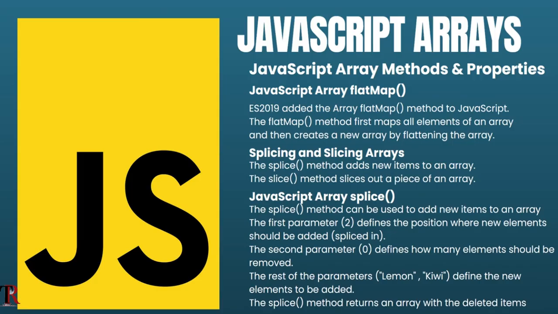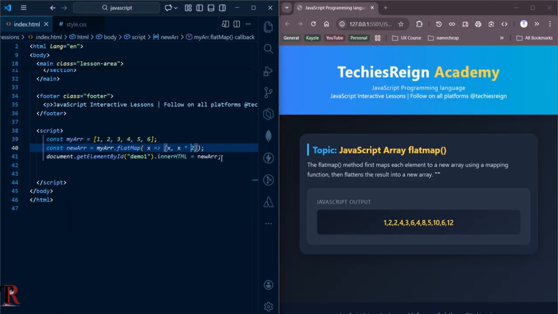Splicing and slicing arrays. The splice method adds new items to an array, and the slice method slices out a piece of an array. So it's just like when we talked about popping and pushing of arrays in the previous lesson. JavaScript has a splice method, and it also has a slice method. So let's take a look at an example of this as well.